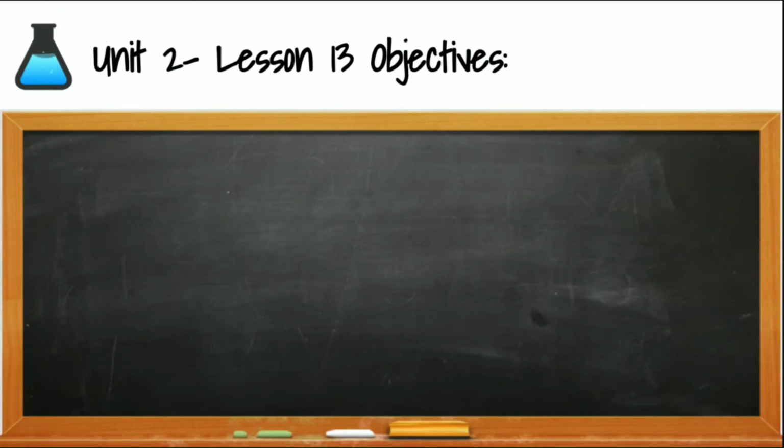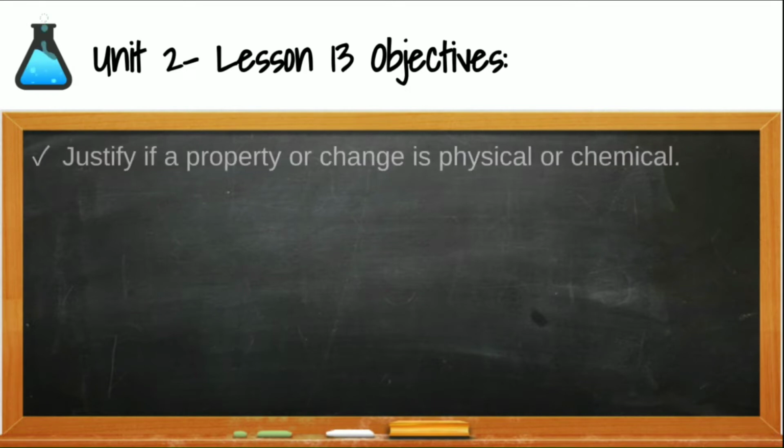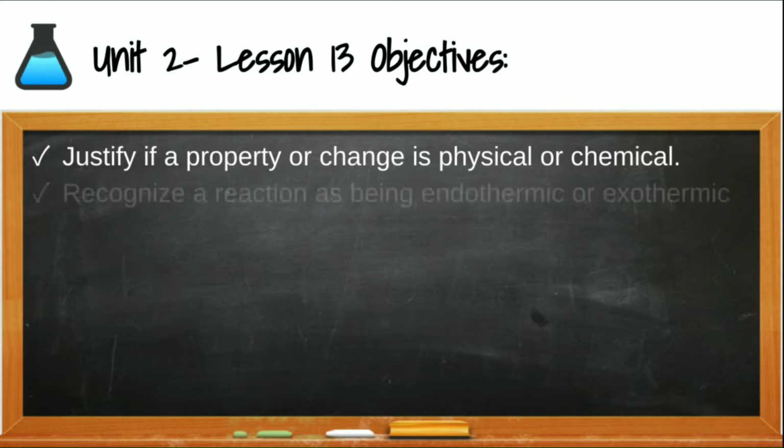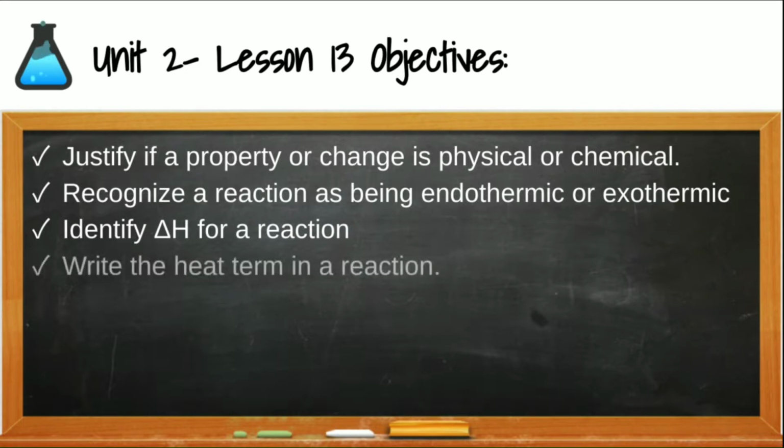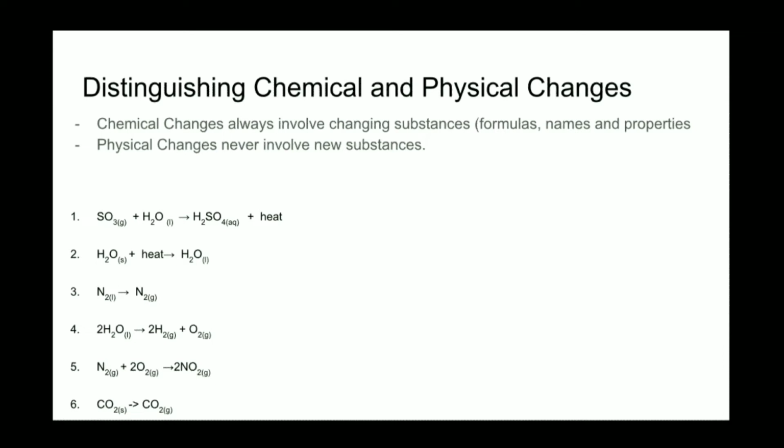Welcome to Lesson 13, the second lesson in the second unit, Unit 2. In this lesson, you are going to learn how to distinguish between a physical and chemical change, recognize a reaction as being endothermic or exothermic, identify the delta H or heat of a reaction, and write the heat term into a reaction. Make sure you copy the differences between chemical changes and physical changes into your notes.